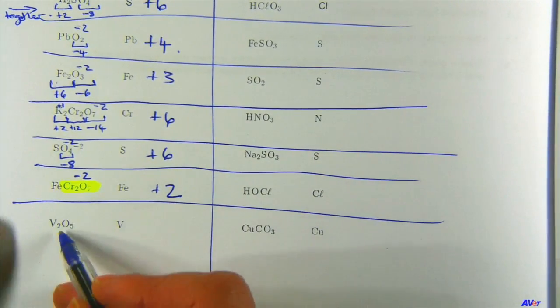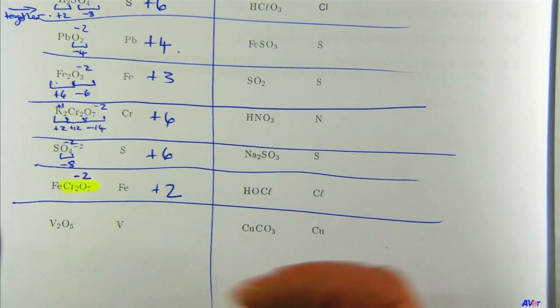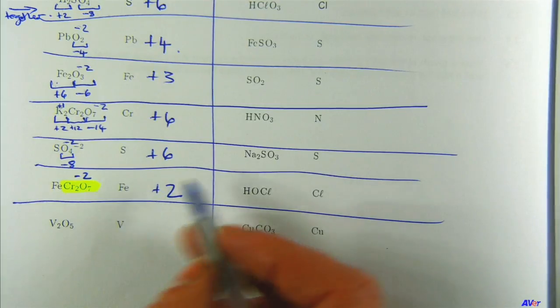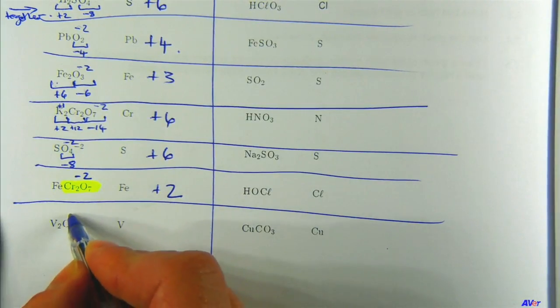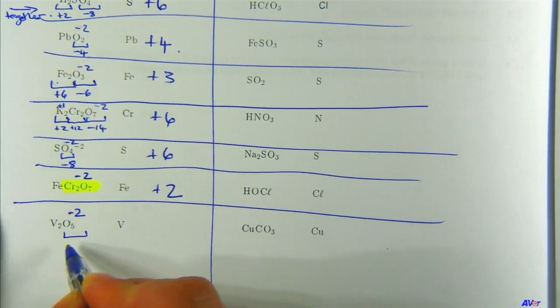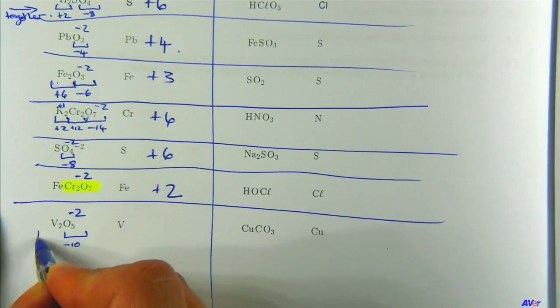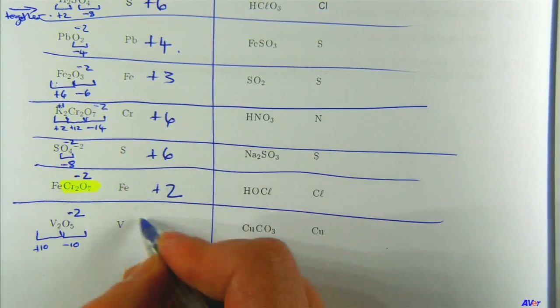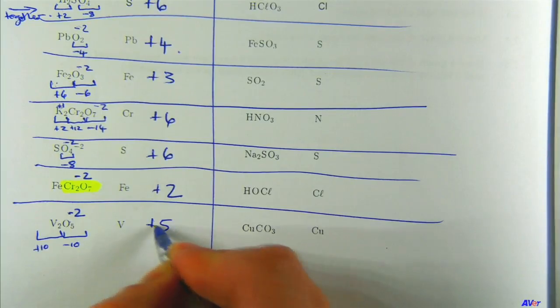Right, next one, vanadium pentoxide. That's actually one of the catalysts that we use in the contact process for fertilizer. Right, every oxygen is -2. 5 of them together, -10. So the 2 vanadium must be +10 altogether. So every vanadium is a +5.